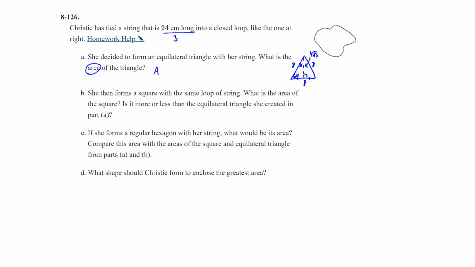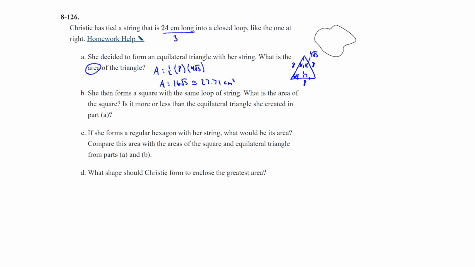So to find the area, we would want to take 1/2 times the base, which is 8, times the height, and that would be 4 square roots of 3. So the exact value would be 16 square roots of 3. And then if we approximate 16 square roots of 3, that's about 27.71, and it is centimeters, so this would be centimeters squared.